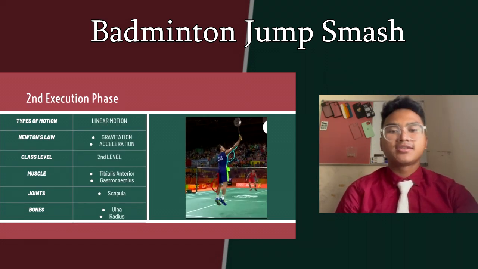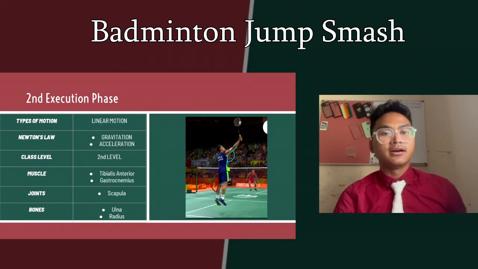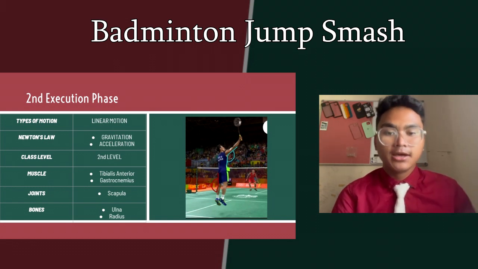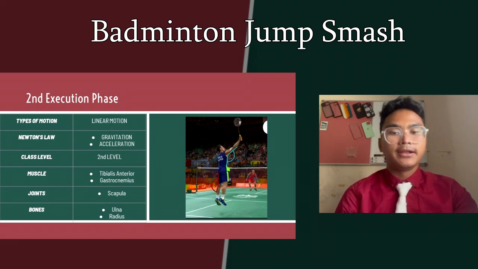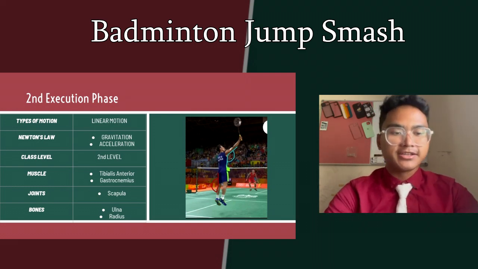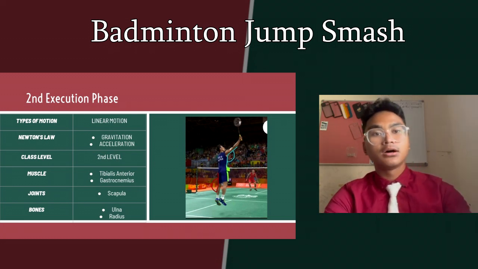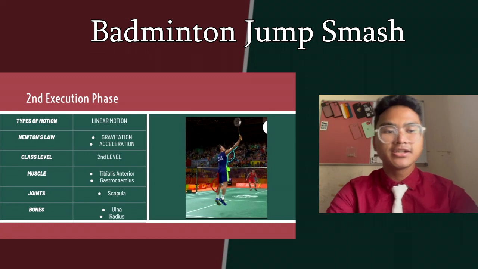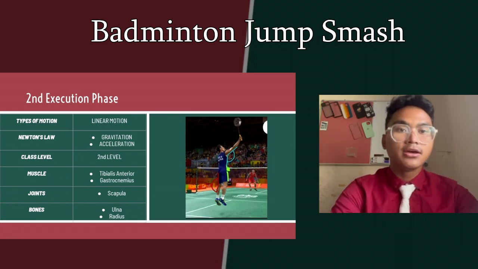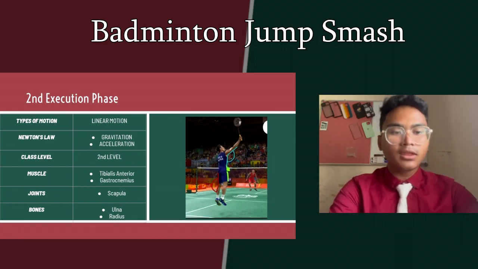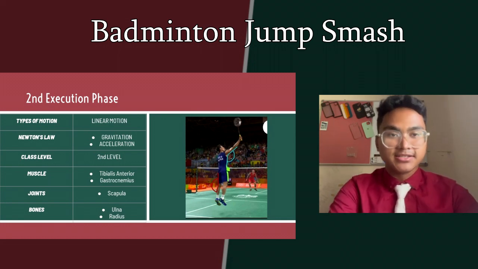The second is the execution phase, the second level. The type of motion is also linear motion, and for Newton's law we use gravitation and acceleration. We use gravitation because we jump up into the air, and we use acceleration at the hand, because we want to smash the shuttle. The class level for this phase is the second level.